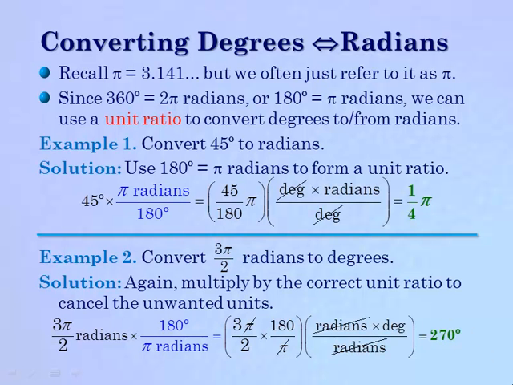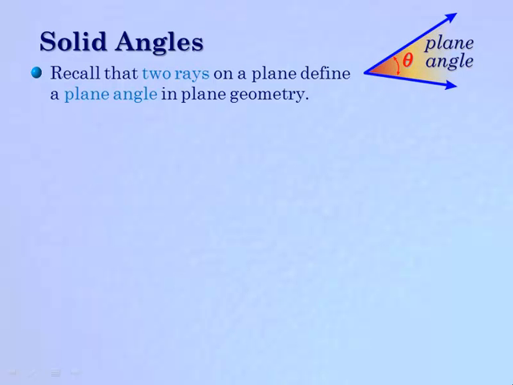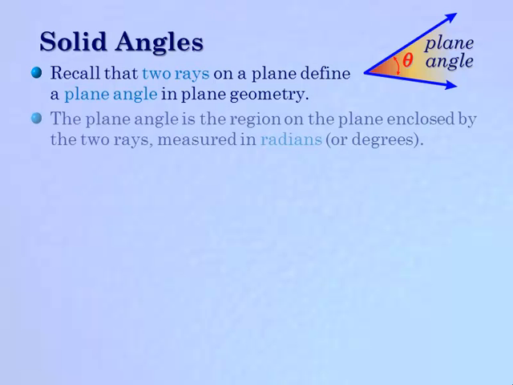Now let's look at solid angles, probably something that's new to you. Recall that 2 rays on a plane define a plane angle, and you may have seen that in a previous module. The plane angle is the region on the plane that's enclosed by the two rays. So the angle measure is the measure of how far spread apart these two rays are.